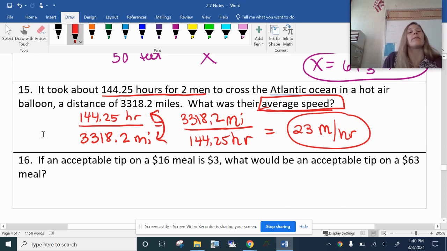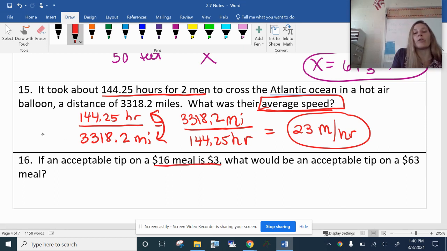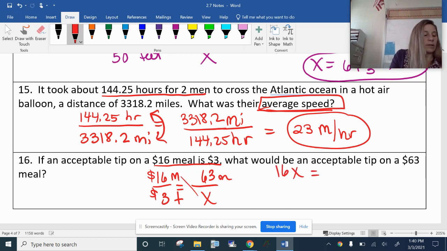And finally, number 16, if an acceptable tip on a $16 meal is $3. So this is the meal and this is the tip. What would be an acceptable tip on a $63 meal? So 16x equals 63 times 3, which is 189. Dividing that by the 16, and we get x equals $11.81.